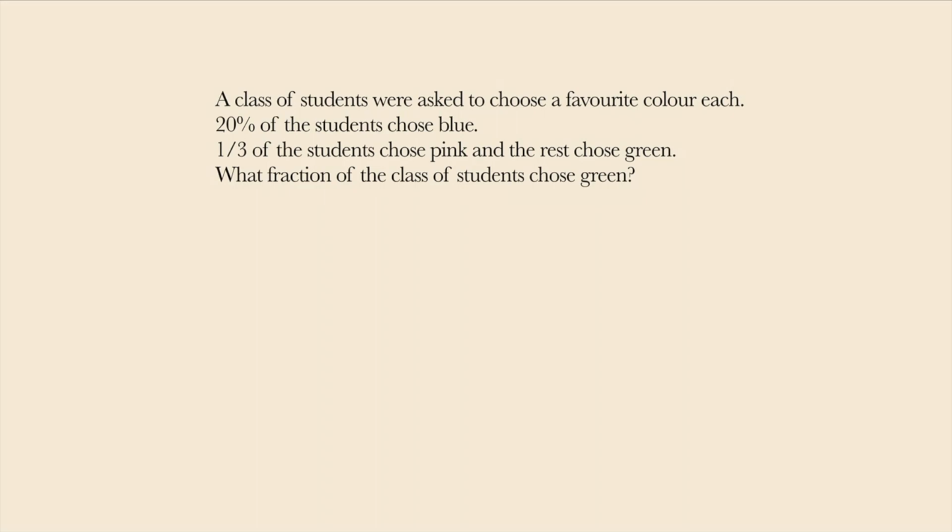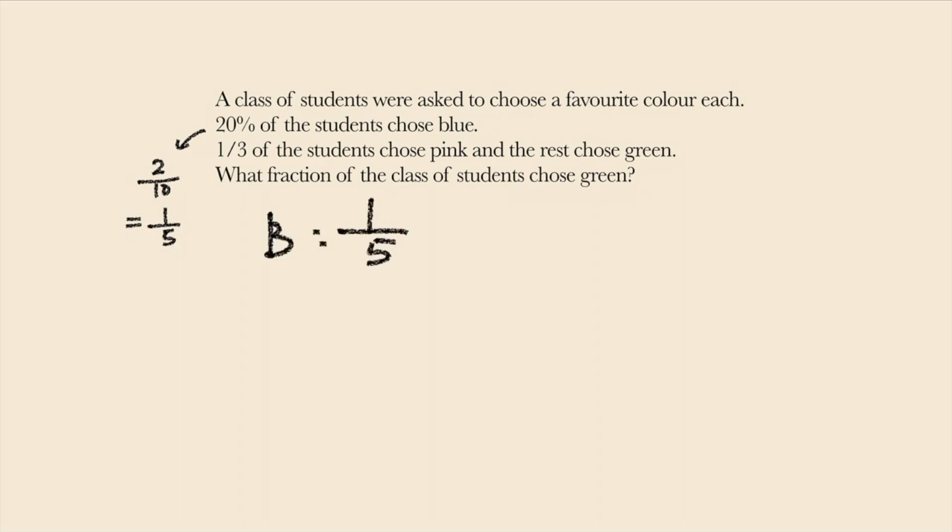A class of students were asked to choose a favorite color each. 20% chose blue. Now, so far we have been quite lucky to be working with simple fractions, but now we have a percentage. So in P5 you will learn this, that 20% actually means 20 over 100, also means 2 over 10, also means 1 over 5. So this looks slightly more familiar. 1/5 chose blue. So that's what we're going to reflect.